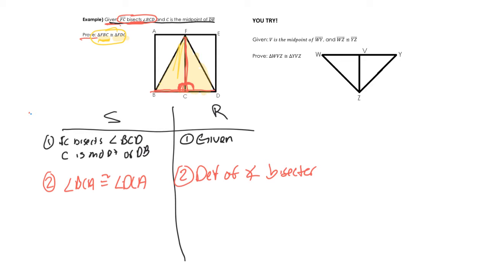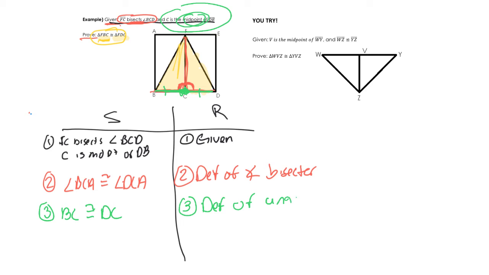All right, let's look at the second given. C is the midpoint of DB. Well, DB is here, C is in the middle. That means those two sides are equal. So step 3, BC is equal to DC. And again, I'm using a definition here. And what's my vocab word? Oh, midpoint. So definition of a midpoint.